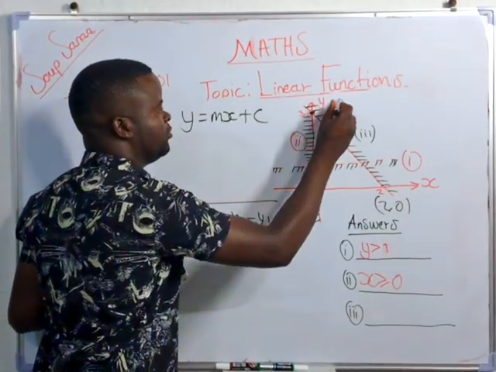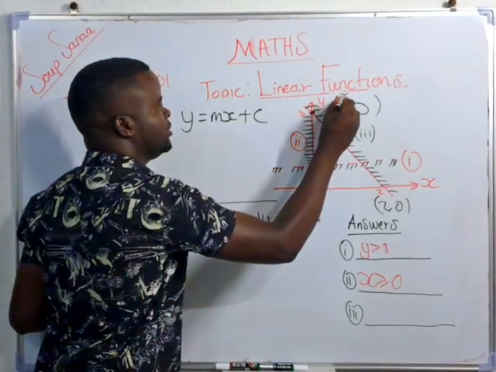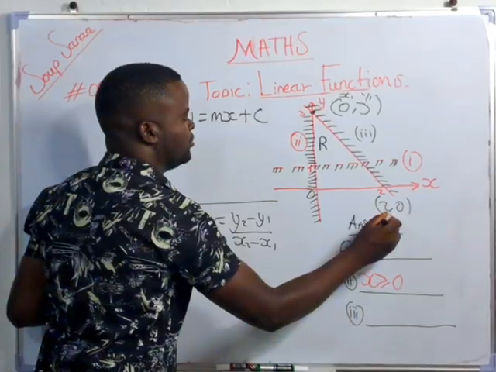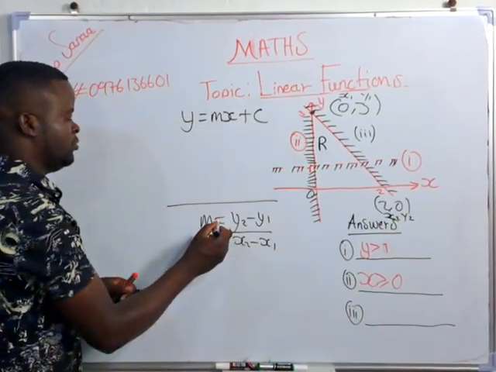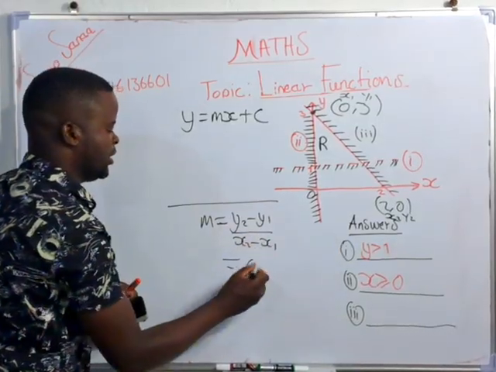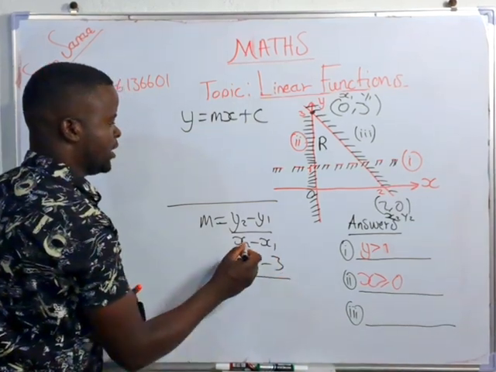At this point we have the following coordinates which are 0 comma 3. So this is our x1, this is our y1, and this is our x2. So this is going to be x2, this will be our y2. According to our formula, y2 is representing a 0 minus y1, we have a 3 over x2.